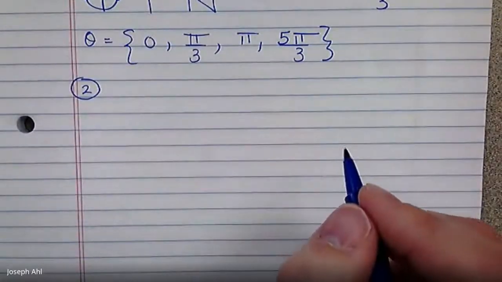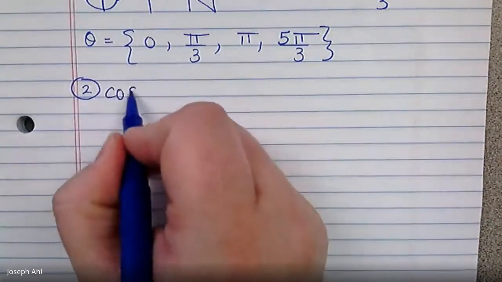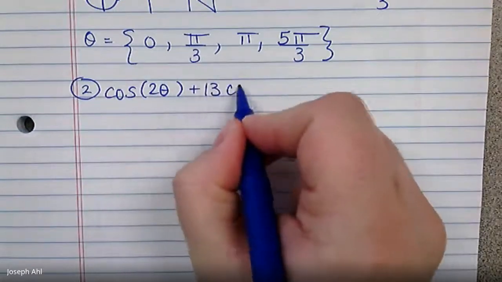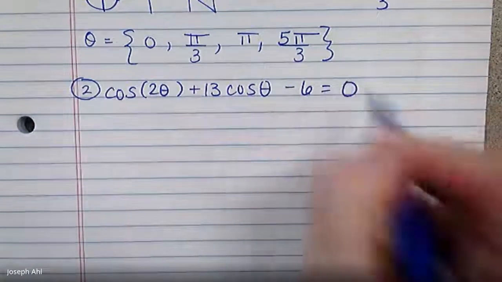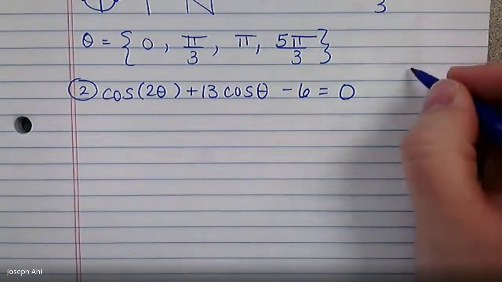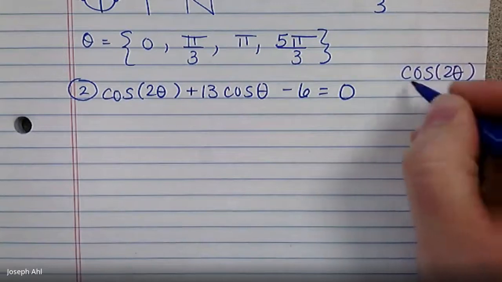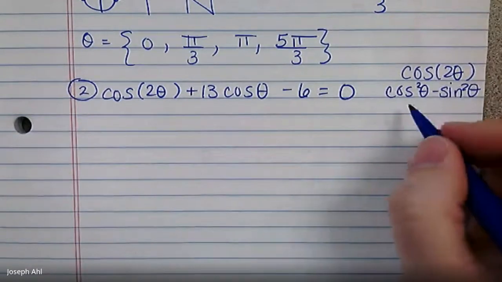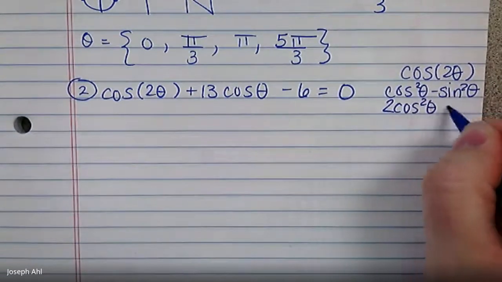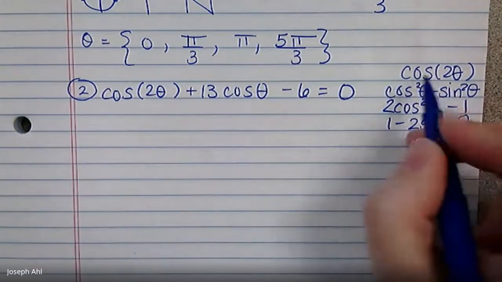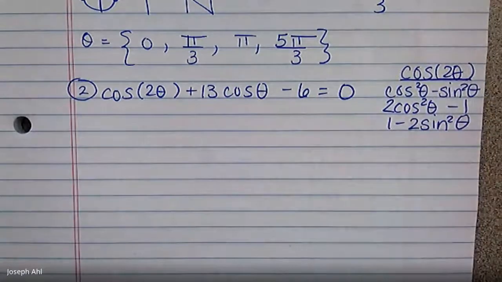All right, in number 2, the equation was cos 2 theta plus 13 cosine theta minus 6 equals 0. For cos 2 theta, this is the one that we have 3 options for. So cos 2 theta, what are my options? Well, you can choose cos squared minus sine squared. That's one option. We can choose 2 cos squared minus 1 or 1 minus 2 sine squared. So for cos 2 theta, those are the options that I want to be able to draw from.